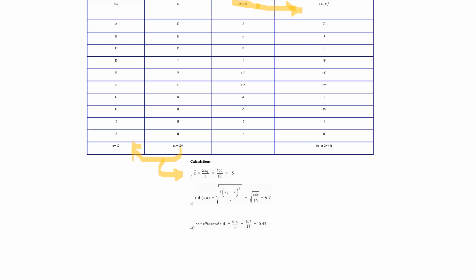446. So standard deviation is equal to the square root of summation of xi minus x bar whole squared, that is 446, divided by n, which is 10. So we get 6.7 as the standard deviation. Coefficient of standard deviation is standard deviation divided by mean. The mean, x bar, we got as 15. So 6.7 divided by 15 gives 0.45, which is the coefficient of standard deviation.